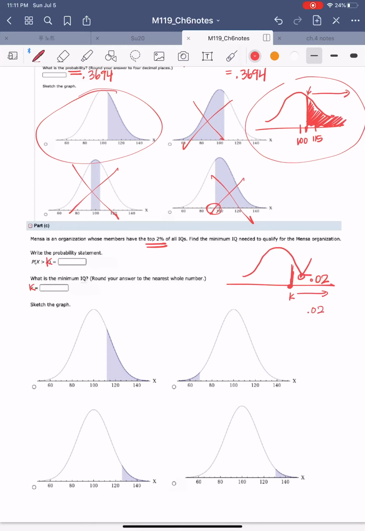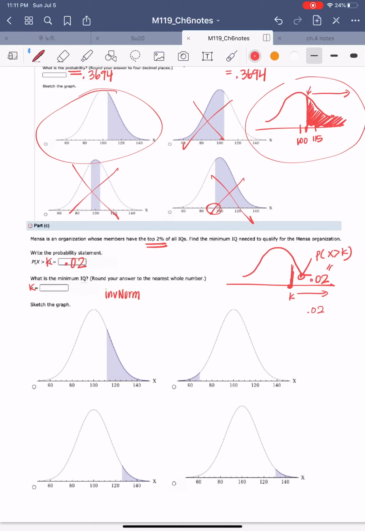So I'm looking for a value. This will be an inverse norm problem, but let's begin with the first one. Write the probability statement. I am given the value already, 0.02. So the probability of X greater than some K represents 0.02. What is that K value? So that's an inverse norm.